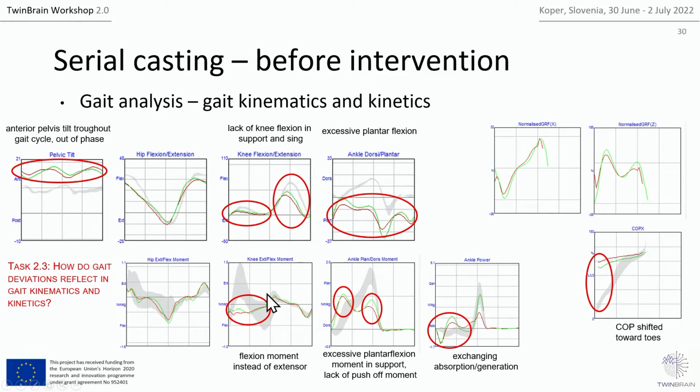What we also notice is that, again, similar as in the previous case, in the knee joint, the knee flexor muscles are producing the knee flexor moment, and we have a quite reduced range of movement in the knee joint throughout the stance phase, and also a reduced range of movement in the swing phase. And what we also notice is that there is a quite significant forward tilt of the pelvis.